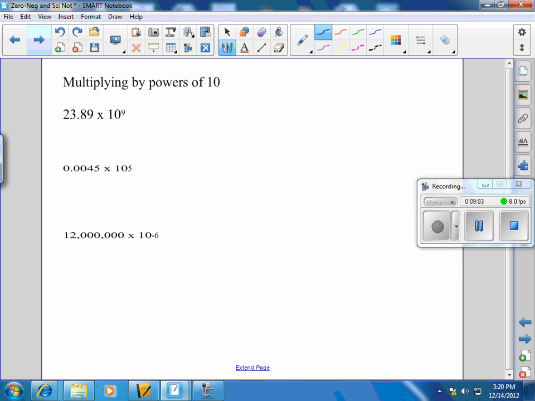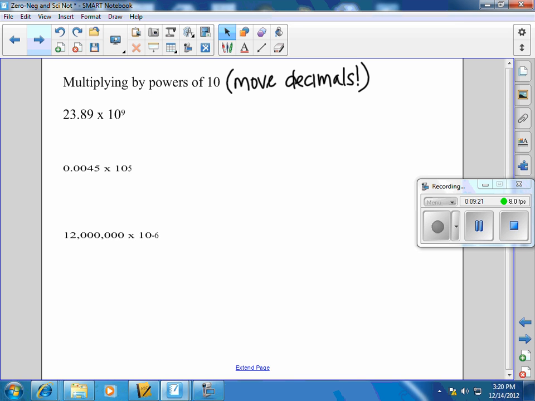So now we're going to multiply by the powers of 10. You can do a couple things. You can type these into your calculator, or you can move the decimal. You move your decimal the same number of spaces that you multiply by 10. This is, again, what makes the metric system so awesome: there's no real calculations here.